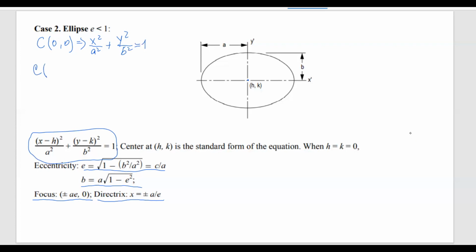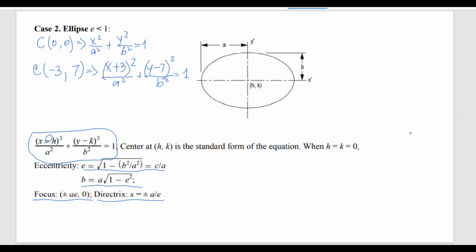And if an ellipse is centered at, let's say, (-3, 7), the equation of the ellipse is going to look like this. For x, we have a minus from the formula over here, and then -3, so it's going to be x + 3 squared over a squared plus (y - 7) squared over b squared equals 1. So just pay attention to the signs, right?